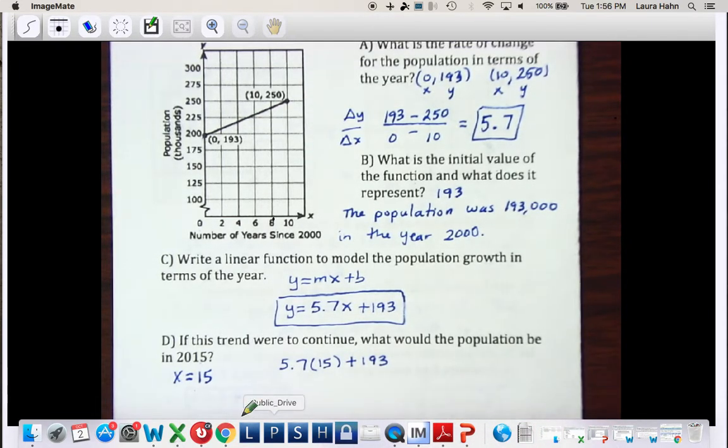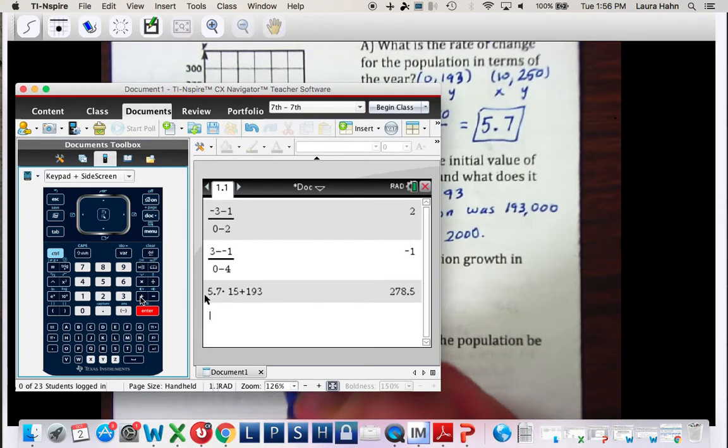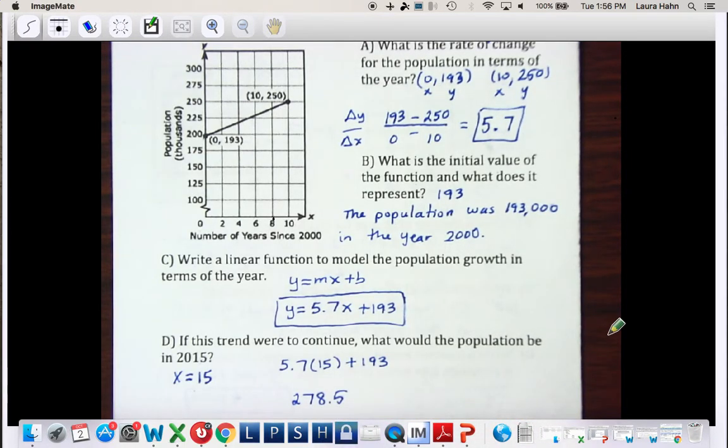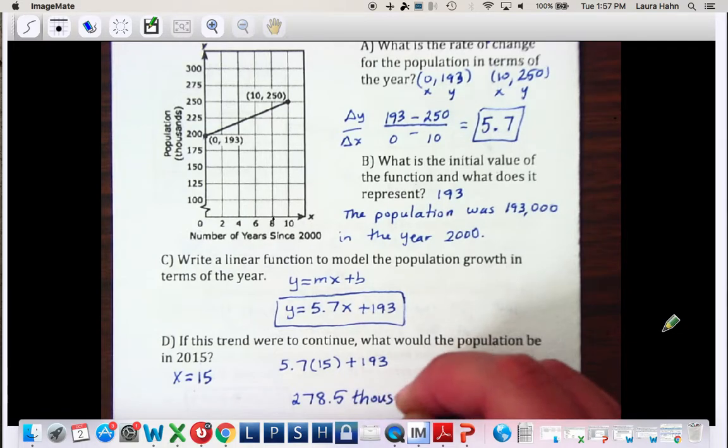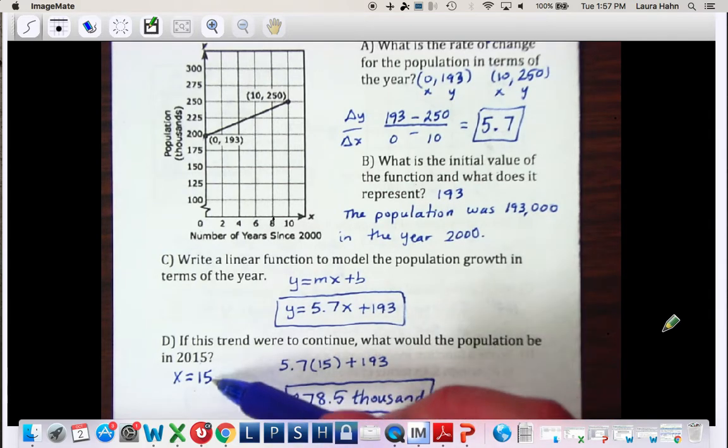All right, so let's calculate that. So 5.7 times 15 plus 193. All right, so I know my population is 278.5, but I can't forget that the population is in thousands. So if that pattern was to continue, we would predict this would be the population in the year 2015.